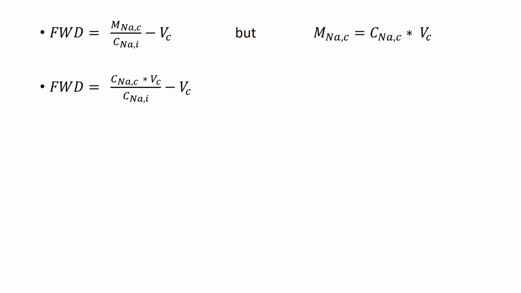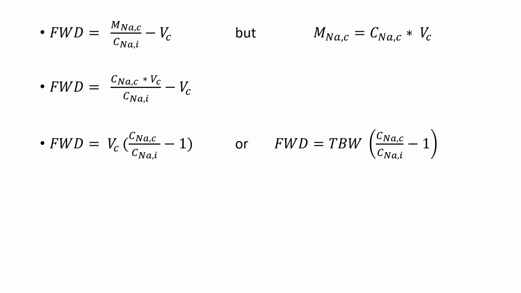We can simply take out the current volume, and then we'll get this final new equation. Free water deficit equals the current volume times the quantity current concentration of sodium divided by ideal concentration of sodium, all of that minus 1. Elsewhere, you'll see this current volume just talked about as total body water. So really, it's the same exact equation.